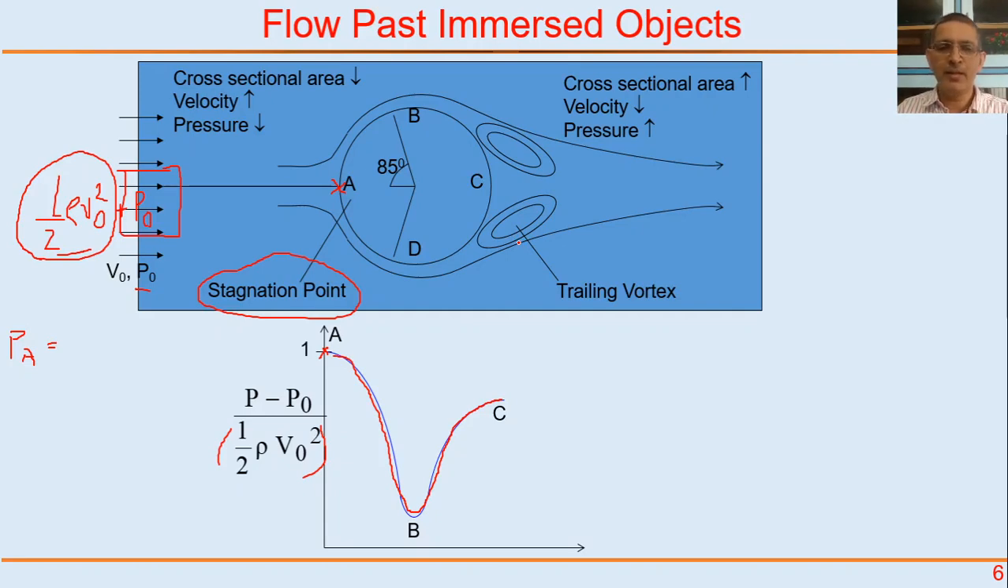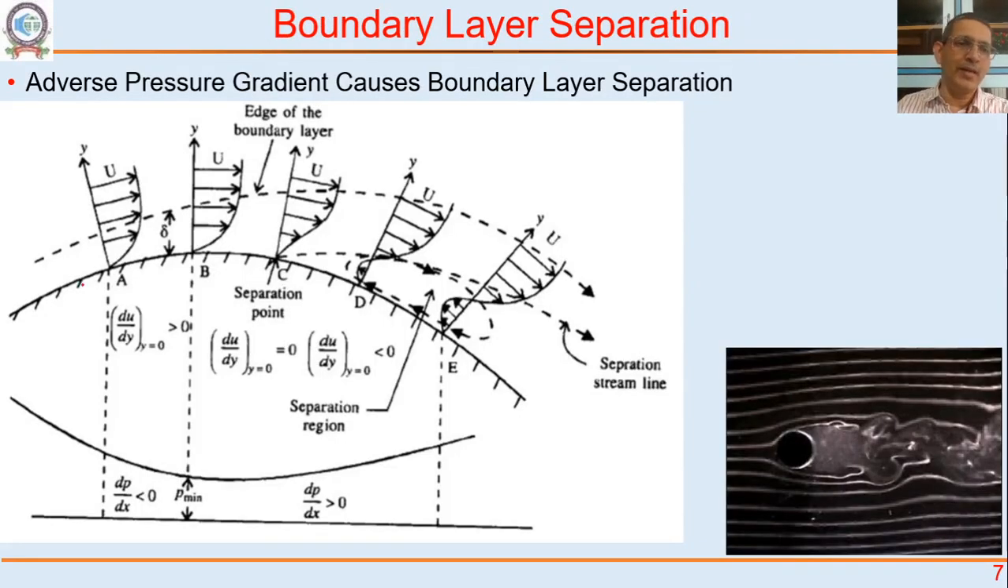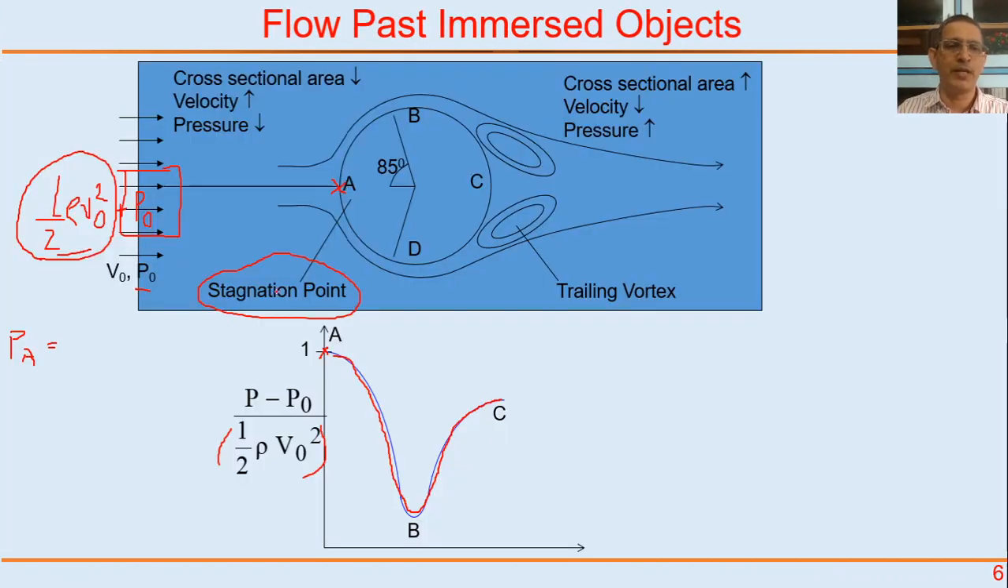Okay, let's see that in a little bit more detail. Imagine that this is the surface of the object. So we have points A, B, C. Now these points A, B, C are different from those points A, B, C. What we are looking at is this small region of the flow, and we are expanding this region of the flow in the next slide.